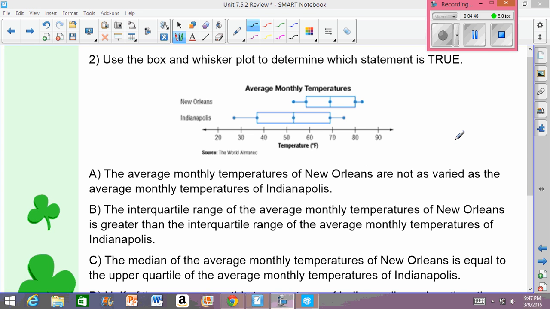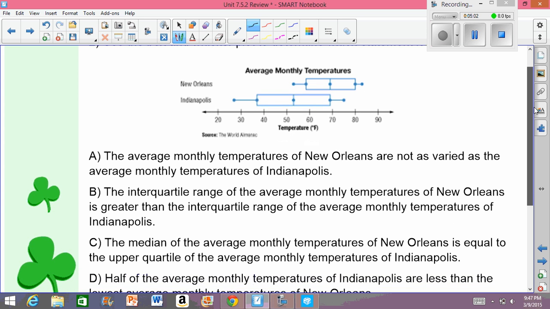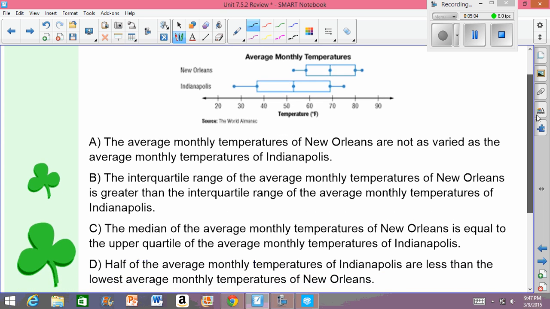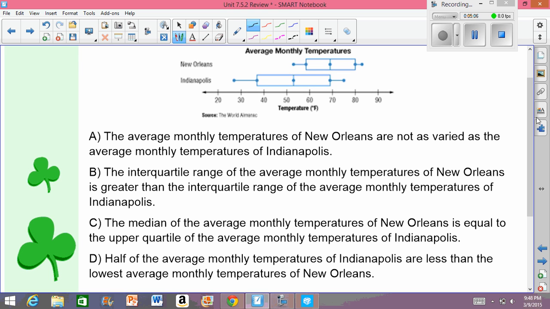Question number 2. It says use the box and whisker plot to determine which statement is true. So this time we have a double box and whisker plot. We are comparing the average monthly temperatures for New Orleans and Indianapolis. So we're going to look for the true statement. So we have three choices. We're going to go through each of the choices.